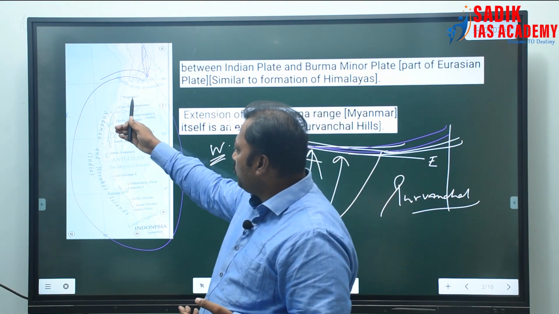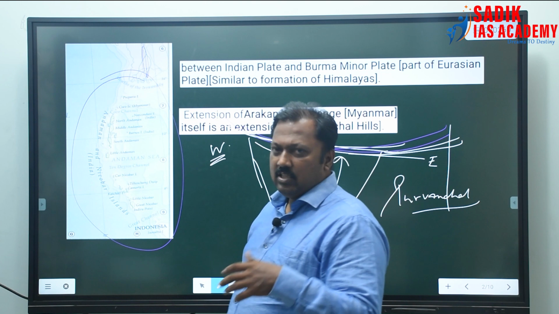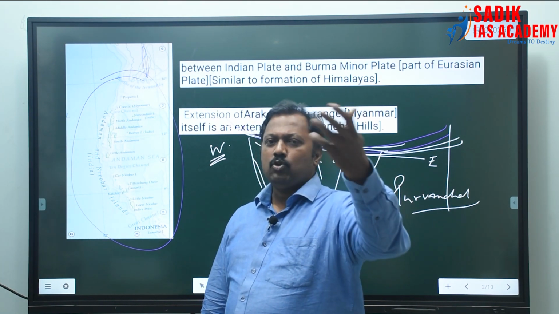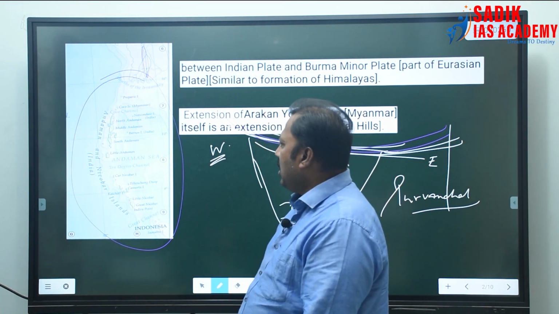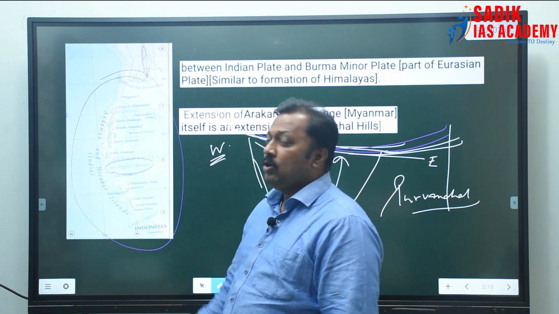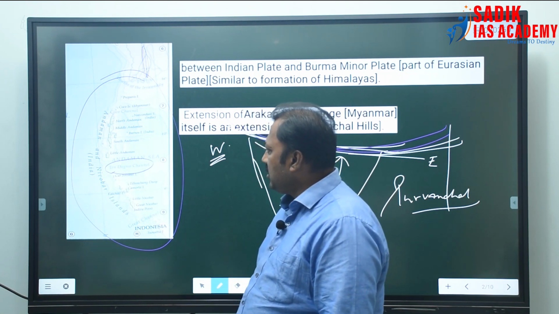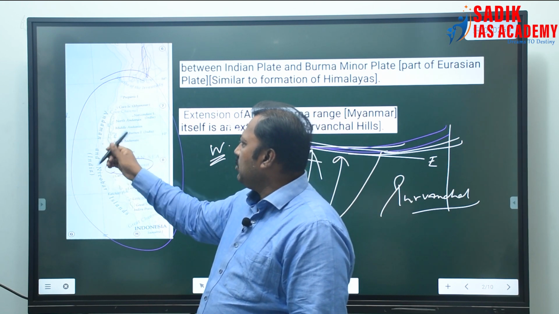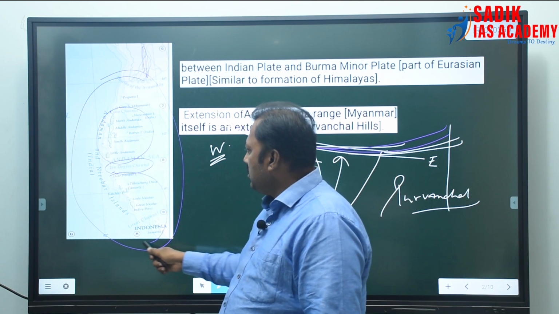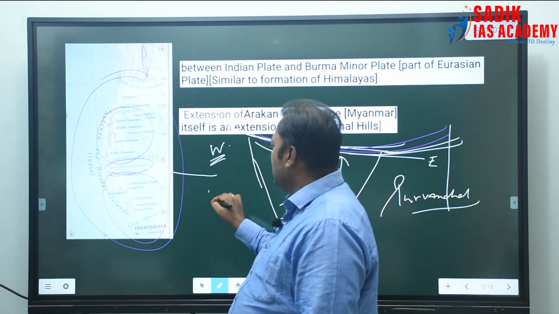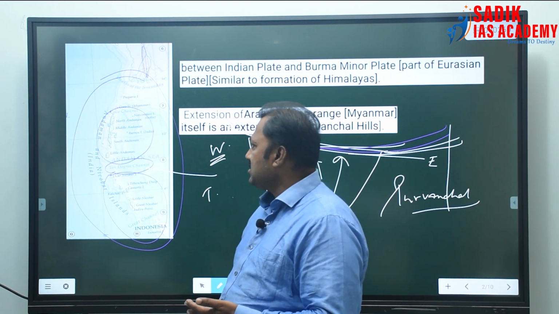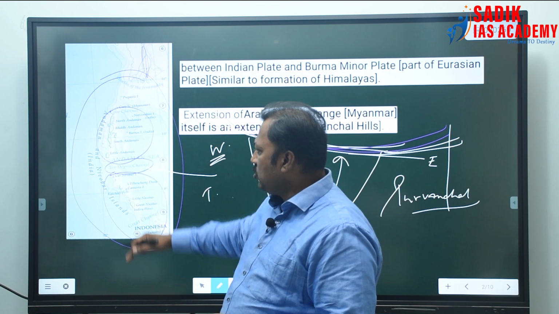We have the Andaman group of islands and the Nicobar group of islands. In the examination, a question has been asked: what separates the Andaman group of islands from the Nicobar group of islands? You can see here something called the 10th Degree Channel. This is the whole Andaman, and this is the whole Nicobar. It is separated by the 10th Degree Channel. Please remember this, it has been asked in the previous year.